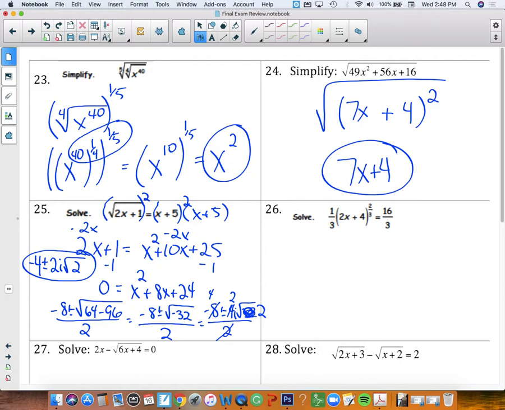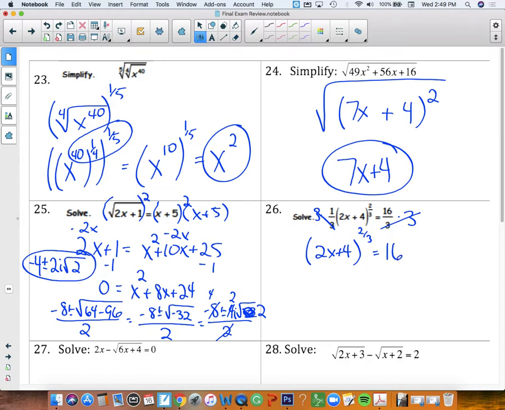All right, 26. Solve something like this. So how do I get rid of the 1/3? Because we have to isolate that exponential there. Isolate that first. So times both sides by 3. That gets rid of that there. That cancels that there. We got 2x plus 4 to the 2/3 power equals 16.